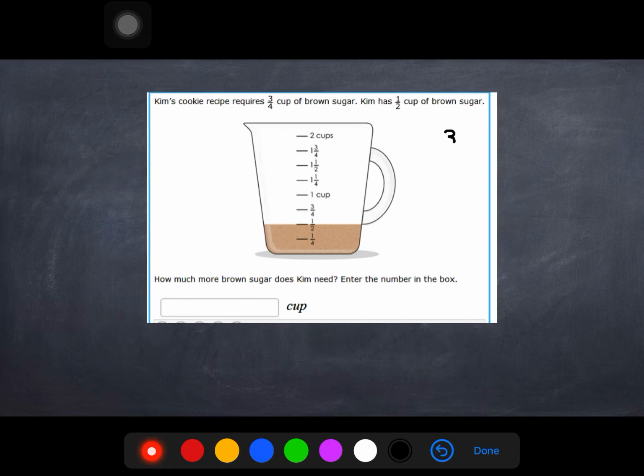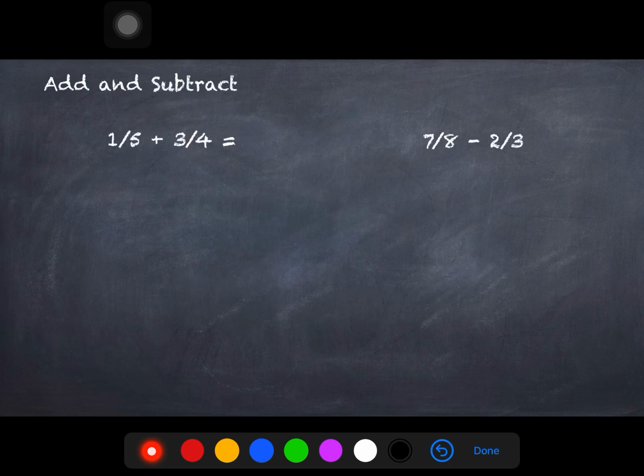If Kim's cookie recipe requires 3/4 of a cup of brown sugar, and she has 1/4 of a cup, how much more would she need? That indicates a subtraction problem. So let's go ahead and set it up. I'm going to use 4 as my common denominator. 3/4 minus 2/4 tells me it is 1/4.